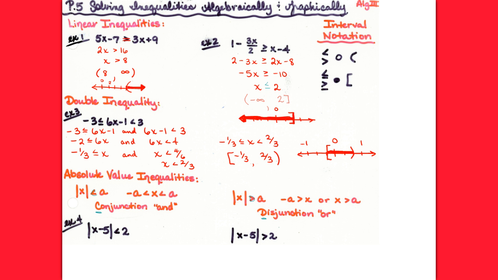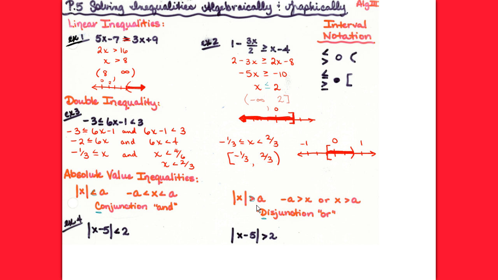All right, so two different types of absolute value inequalities, and we have different formulas for each of them. The first is a conjunction, and the second is a disjunction. Now, here's how I can tell which one is which. When I have the absolute value on the left-hand side, and I have a less than symbol, that's a conjunction. When I have the absolute value on the left-hand side and I have a greater than symbol, that's a disjunction.